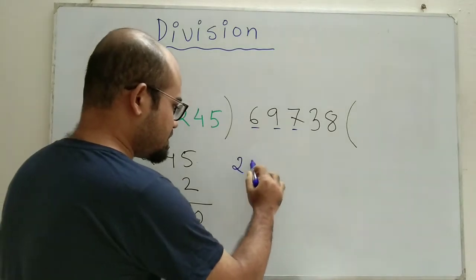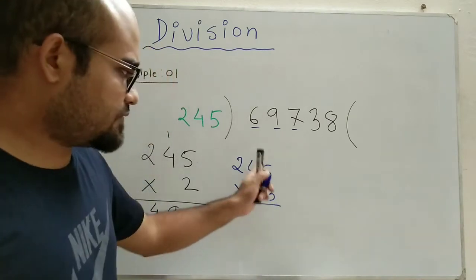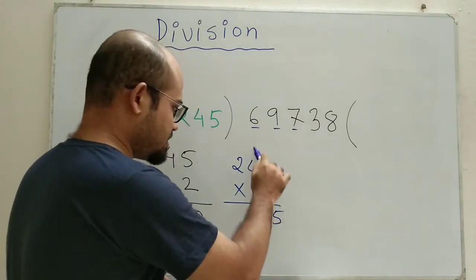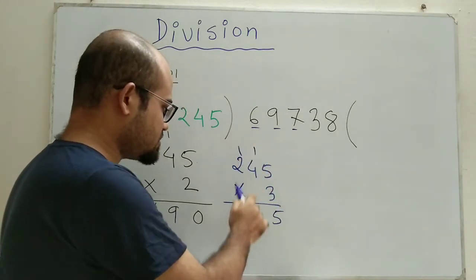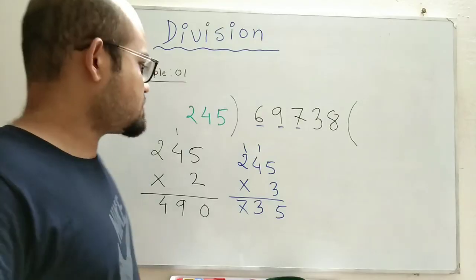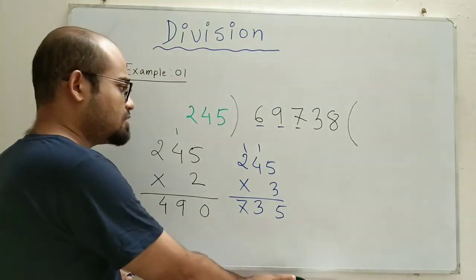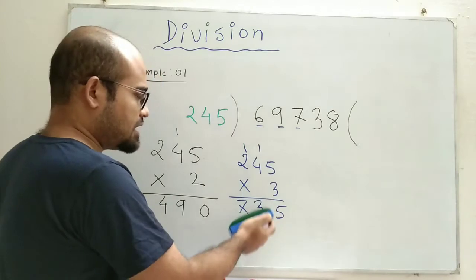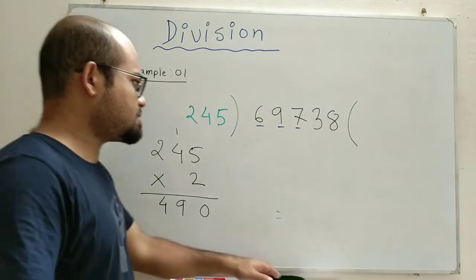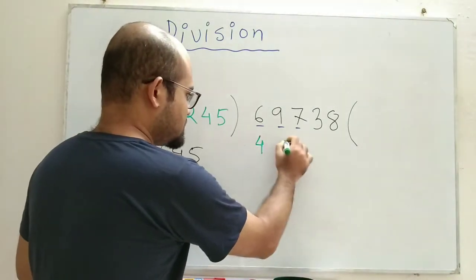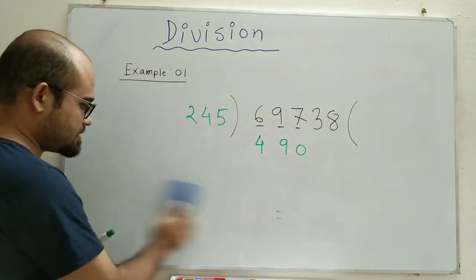So for that, let's pick up one more step, 245 times 3. What do I get? 5 times 3 gives me 15, carry 1. 4 times 3 gives me 12, 12 plus 1 gives me 13, carry 1. 2 times 3 is 6, plus 1, 7. So 735 is clearly not our choice. 490 is the number we should be putting beneath 697. So let's put 490. Let me clear this out to give me more space.